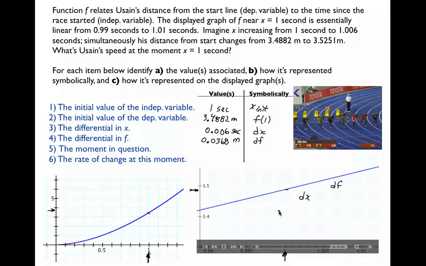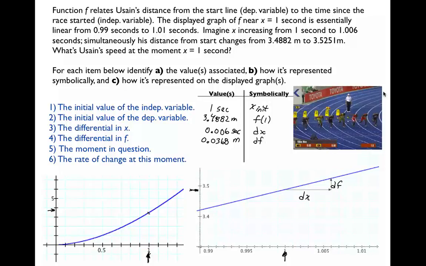So now, let's go ahead and freeze the situation for our specific case. So now this would be freezing it for the situation I set up for you, okay? dx is the 0.006. df is the corresponding change in distance from the start. Okay? What's the moment in question? So any questions about 1 through 4? Values, symbols, or representing on the graph?